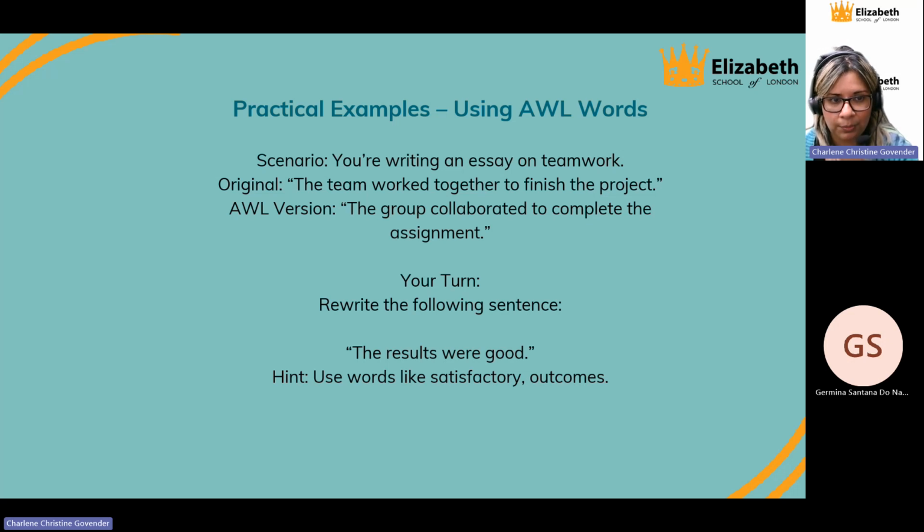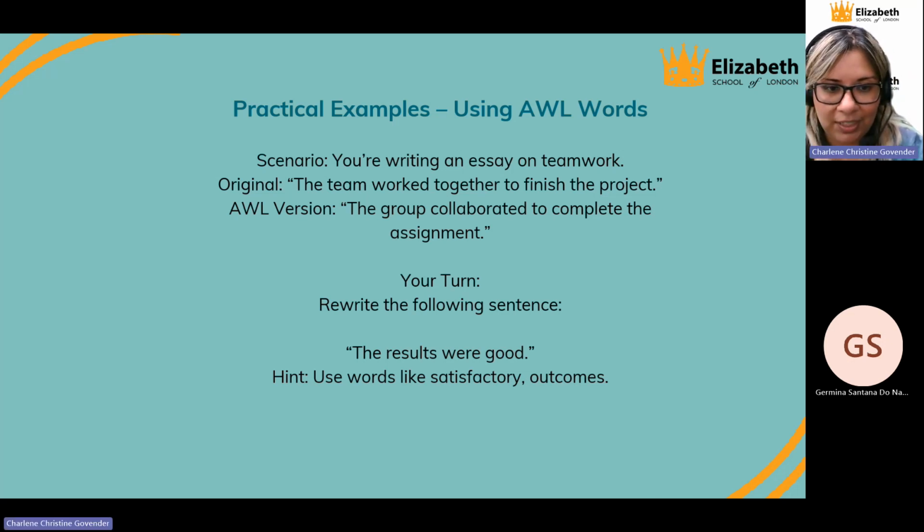So we swapped out the team for the group. We changed work together to collaborated to complete the assignment. So that has more of a finesse than the previous one. The previous sentence sounded very informal. Now it sounds very formal. So yeah, you can give it a go. The results were good. So you are going to rewrite this using words from the academic word list.